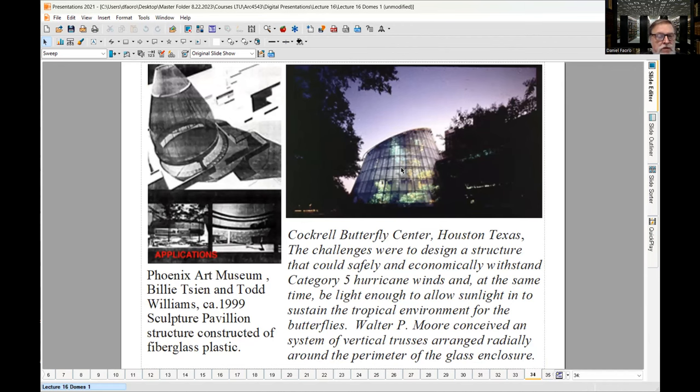This is another one. It wasn't built. It was by a famous architect, in 1999. They wanted to do an outdoor sculpture pavilion for this museum, and it was going to be made of fiberglass plastic. This was going to be an outdoor exhibit sculpture space, but it was not built.